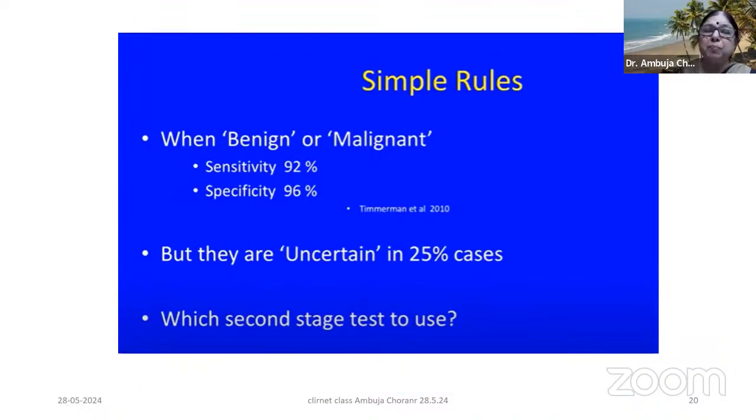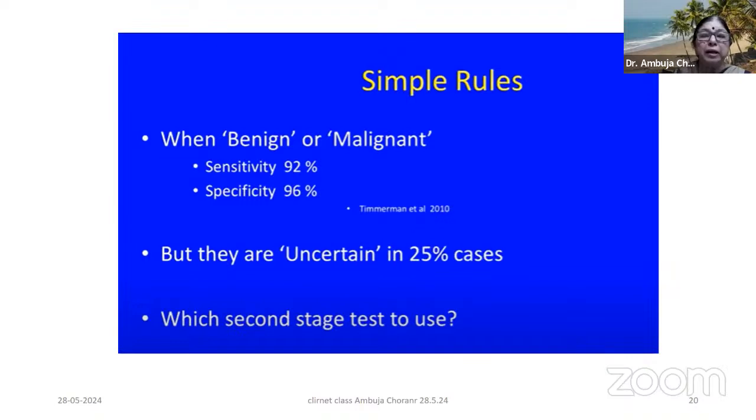If the simple rules, what is the significance of doing this? After all, we were doing the scans always, but still this IOTA classification has come very recently. What is the significance of it? What is the thing we are evaluating by doing this?